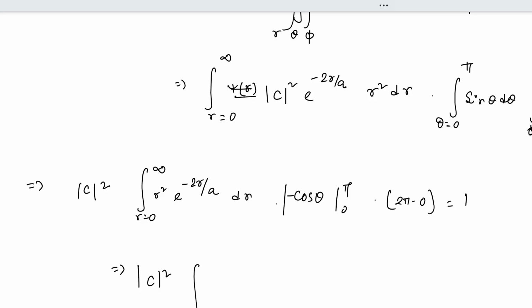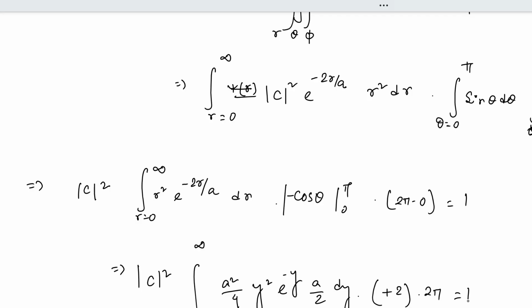Here you can take 2r by a as y, then r becomes a by 2 y, and dr becomes a by 2 dy. So it becomes the integral from y equal to 0 to infinity of a squared by 4 y squared e to the power of minus y times a by 2 dy, and this is cos 0 minus cos pi, which is 1 minus minus 1, which is plus 2, into 2 pi, equal to 1.